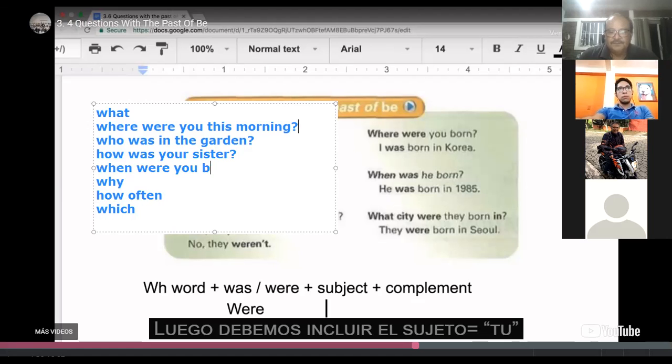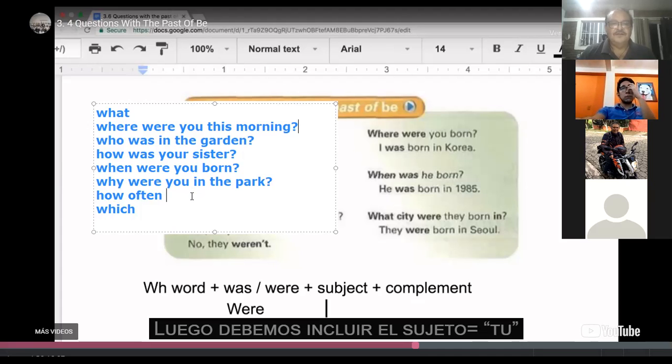When were you born? When were you in Mexico? When were you in the United States? When were you in Guatemala? Okay. Why were you in the park? When were you in the park? Okay. Porque estabas en el parque, right?